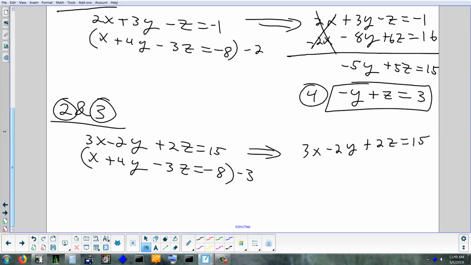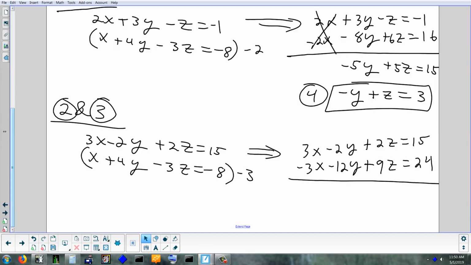Okay. And in the bottom equation, what's negative 3 times x? Negative 3x. Yeah. And negative 3 times 4y? Negative 12. And what else with it? Y. Yep. And negative 3 times 3z? Negative 9z. Negative times negative, oh sorry, positive 9. Positive. And negative 3 times negative 8? 24. Okay. Add them up.